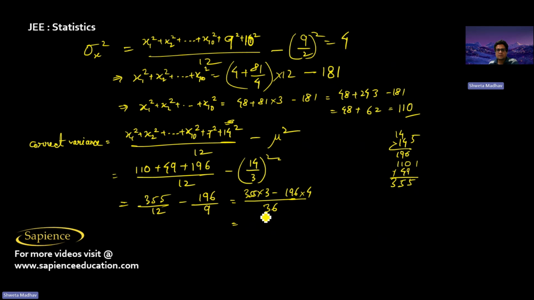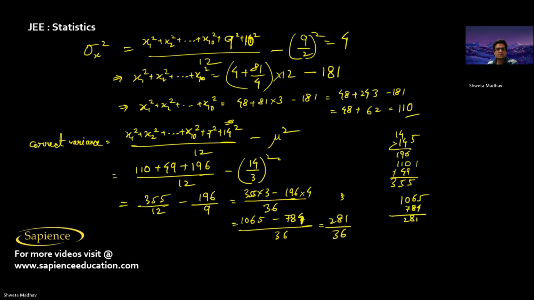So this will be 3 fives are 15. This is 15, 16. Then 9, 10, minus this: 4 sixes are 24. 4 nines are 36, 38. And 4 sevens, 784 by 36. So this will be 1065 minus 784. So this is 1. This is 8, 2 8s are 16, and 8, this is 281 by 36.